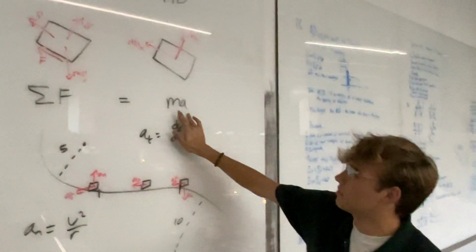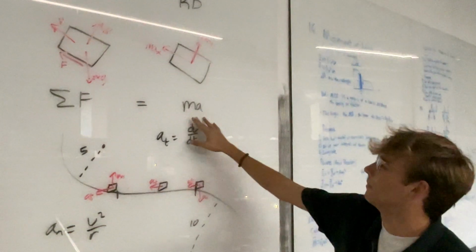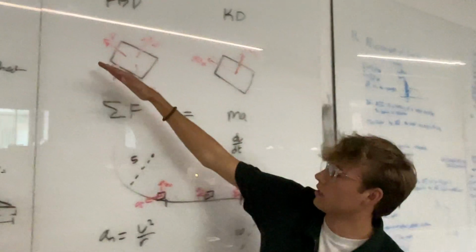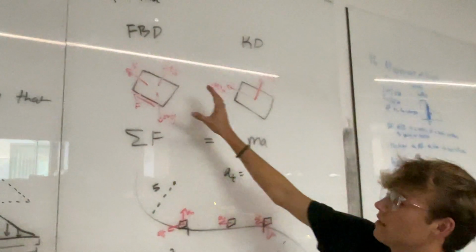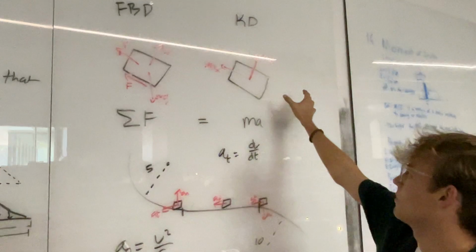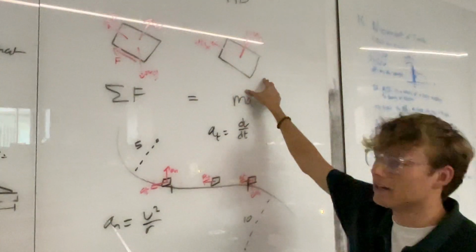You've definitely seen this equation before, but you haven't applied it in this way. So if we have a box on a hill right here, we're going to draw the FBD, which we've all done before, but now we're going to add on the KD, which is our kinetic diagram.